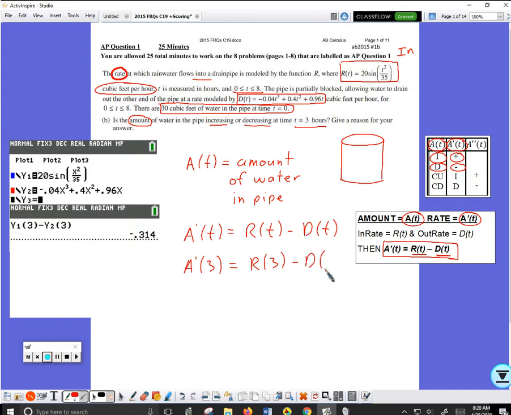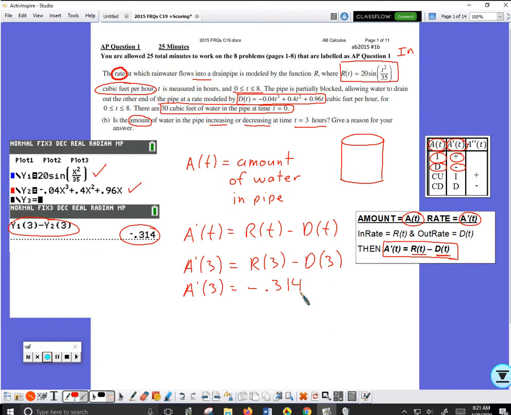subtract d of 3. This was originally a calculator required problem on an AP test, so they did expect you to use your calculator. You can use the calculator this year as well. So here's my R of t, here's my d of t, and so I simply did the computation on my calculator. So I write A prime of 3 is equal to negative 0.314. Is the amount of water in the pipe increasing or decreasing? Give a reason for your answer.